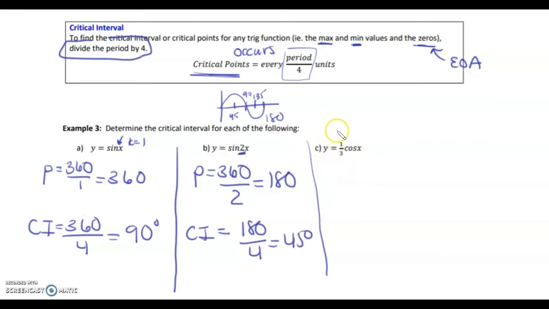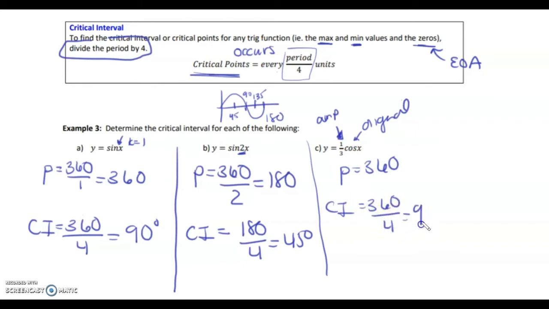And C, we kind of talked about this before because this is an extension on the last one. Y equals 1/3 cos x. This is actually the amplitude. So this is going to be the original, which is a period of 360 degrees. So just like the first one, the critical interval would be 360 divided by 4.